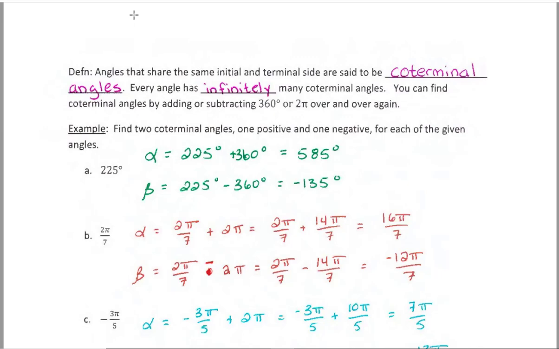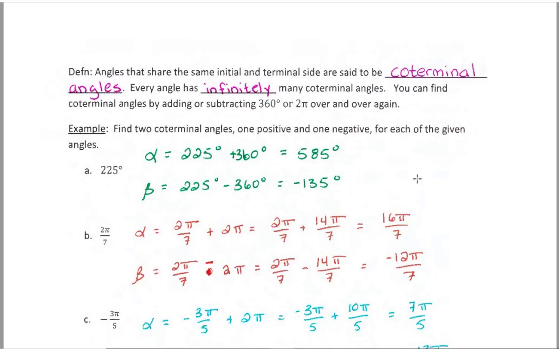So let's do some examples of that. Let's find two coterminal angles, one positive and one negative, for each of the given angles. So for 225 degrees, we'll add 360 to get a positive coterminal angle of 585. And we'll subtract 360 degrees to get a negative coterminal angle of negative 135.